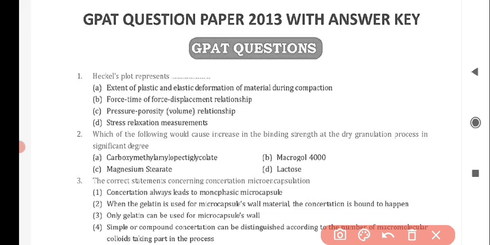So the first question is Haeckel's plot represent, and the correct answer is option C, pressure porosity relationship. Next question is which of the following would cause increase in the binding strength at the dry granulation process in significant degree? And the correct answer is option B, Macrogol 4000.